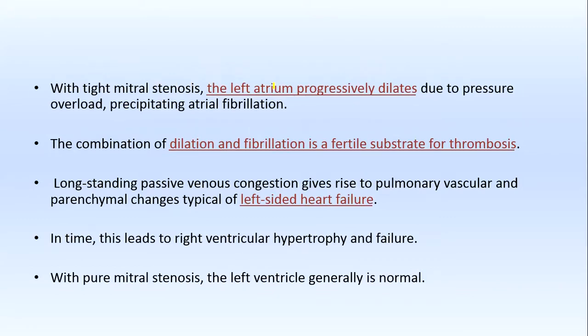Due to mitral stenosis, the left atrium dilates due to the pressure overload, and the combination of dilation and fibrillation produces a fertile substrate for thrombosis. And in long-standing cases, passive venous congestion develops, which can lead to pulmonary vascular and parenchymal changes, and this can lead to right-sided hypertrophy and failure as well.